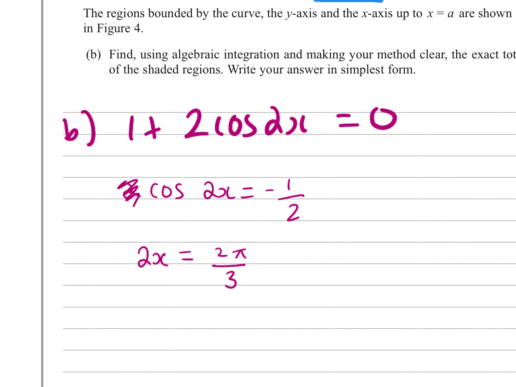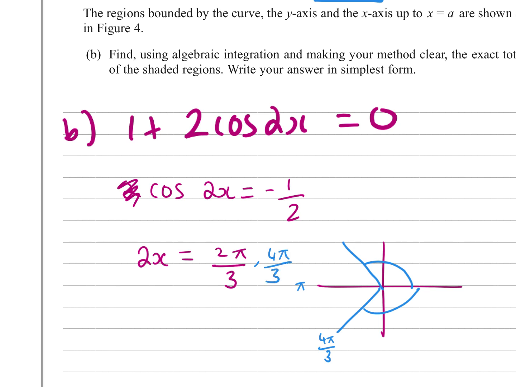Okay, we draw our CAST diagram. 2 pi over 3. If we think this is pi, 2 pi over 3 is here, isn't it? Yeah? Now, with cos, we know we reflect in the vertical line. So if we have a look, our first solution, so this would be where we first get 0, is 2 pi over 3. Then, the second solution here would be 2 pi minus 2 pi over 3, which is 4 pi over 3. Okay? So yeah, this is 4 pi over 3. So 4 pi over 3 is our second solution.